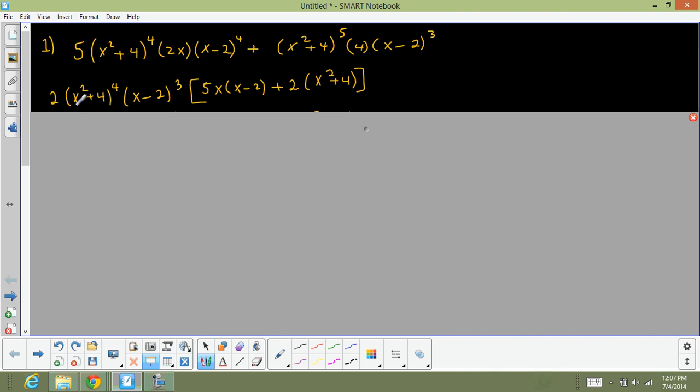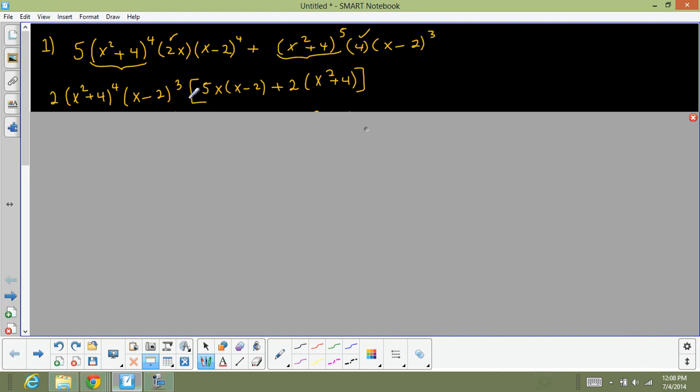And again, when we factor, we're dividing. So we factored out a 2 present there and present there. And we factored out x squared plus 4 to the fourth power. And again, remember, when you see a common element, you want to factor it out the lowest power number of times. And so we factor out x squared plus 4 to the fourth. And then finally, x minus 2 to the third power factored out.